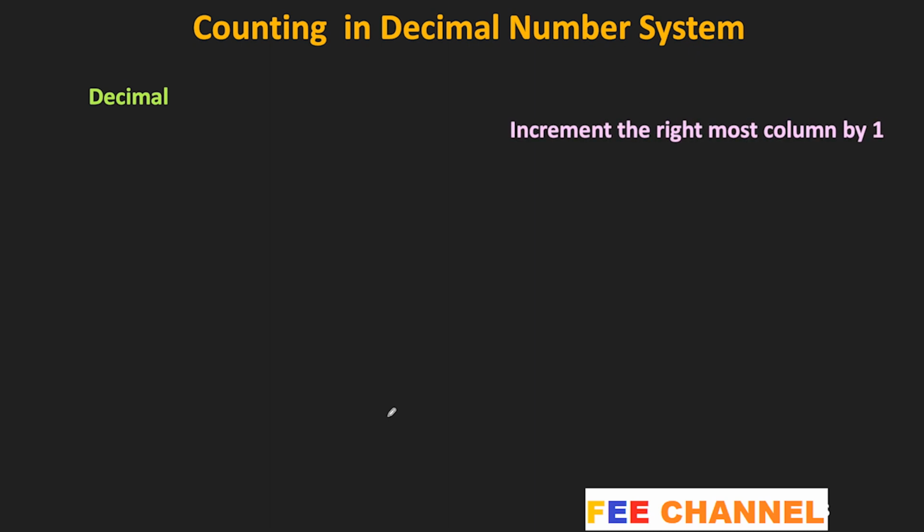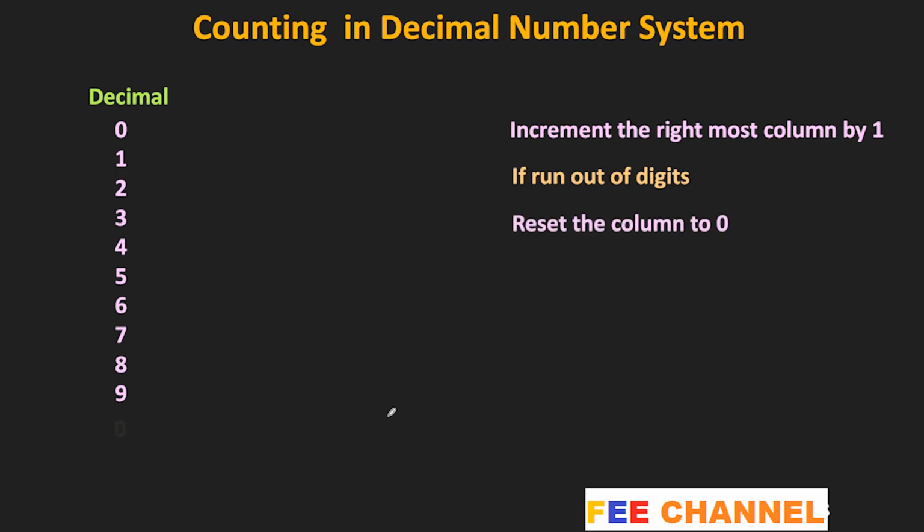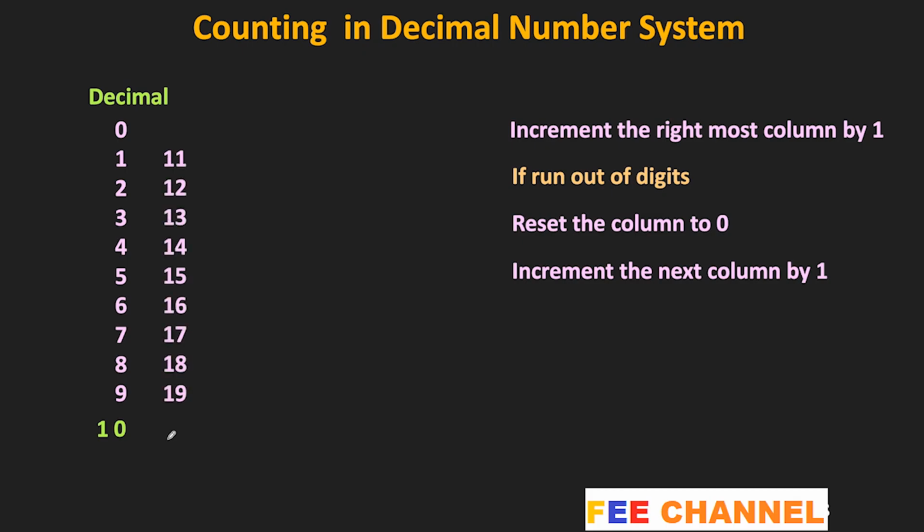So, in the decimal number system, while counting, we start with the smallest number, and in the rightmost column, we start incrementing that number by 1. So, while counting, if we run out of digits, then we reset that column to 0, and then increment the next column by 1. So, that is how we get the 10 after 9. So, once again, we will follow the same procedure. That means we will increment the rightmost column by 1, and while incrementing the rightmost column, all other remaining columns will be kept as they are. So, in the rightmost column, since it is 0, the next number will be equal to 1.